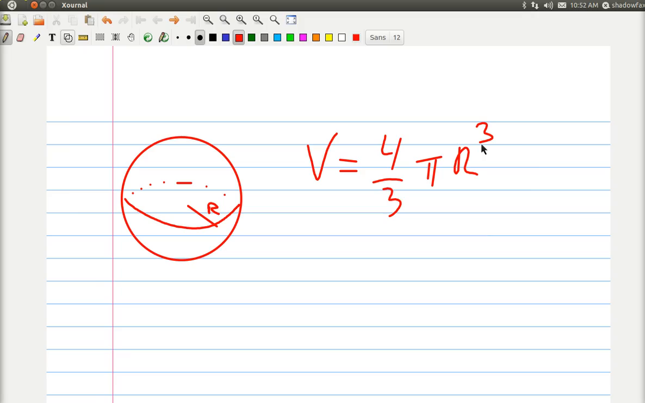But the question is this. Usually what they do is they tell you what r is. You plug it in, you get the V. But that's not what we got. We got V. If you got V, how do you get r? Can you solve for r? How do you get rid of the 4/3? Multiply by the reciprocal, right? So 3/4 of V is pi r cubed.